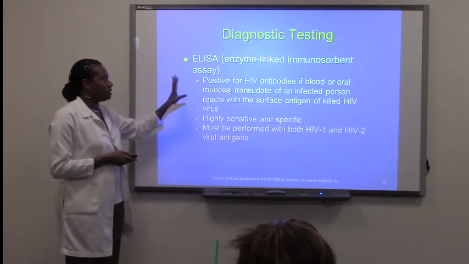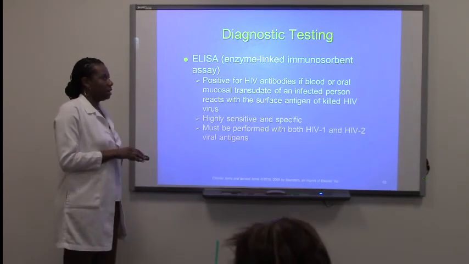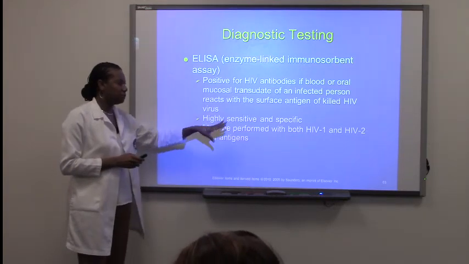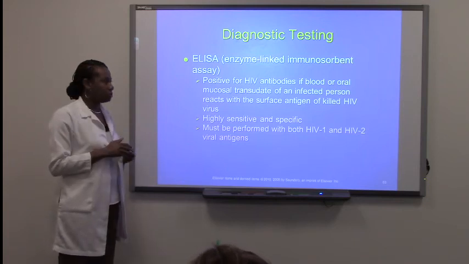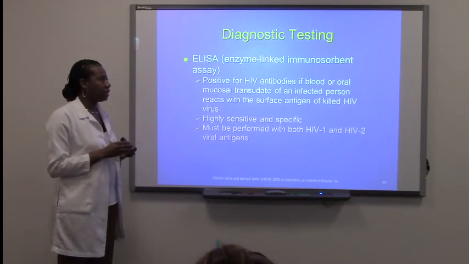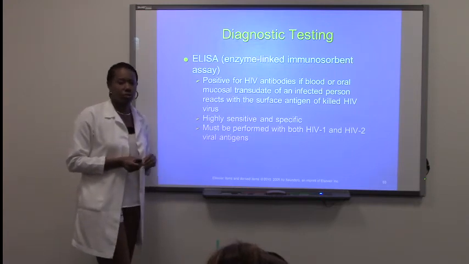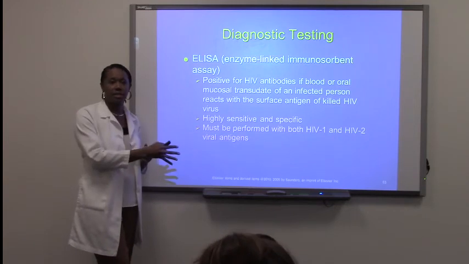So the ELISA test, I'm sure you guys went over that and understand what it is. Please keep in mind that this test is highly sensitive, specific, and it can be performed for both HIV-1 and HIV-2. Okay. Keep in mind with all the tests, and I'm sure you guys know this by now, is that the test actually tests for the antibodies and not the virus itself, okay?